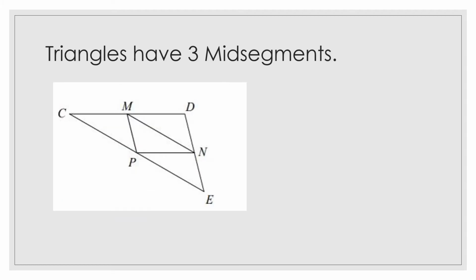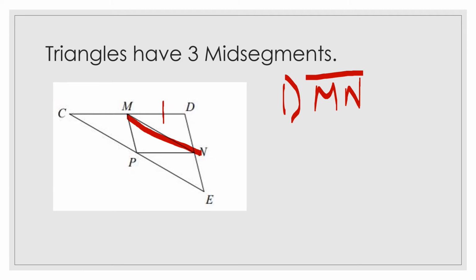Triangles have 3 midsegments. The first midsegment is going to be segment MN. In order for segment MN to be the midsegment, segment DM has to be congruent to segment MC, and segment DN has to be congruent to segment NE. This midsegment is parallel to the base, which is segment CE. So that is the first midsegment.